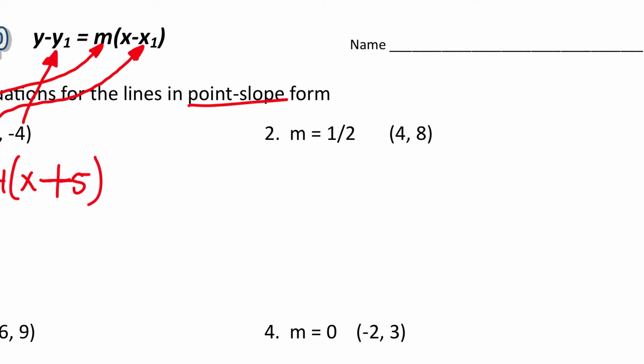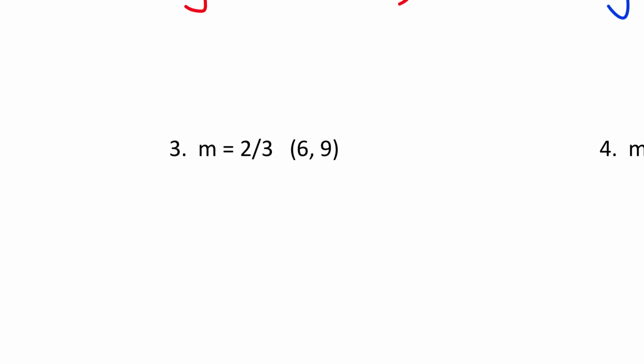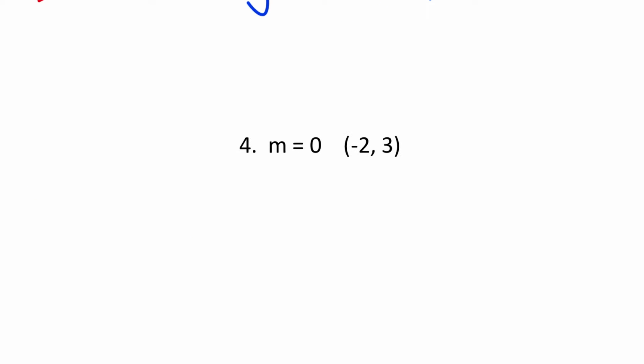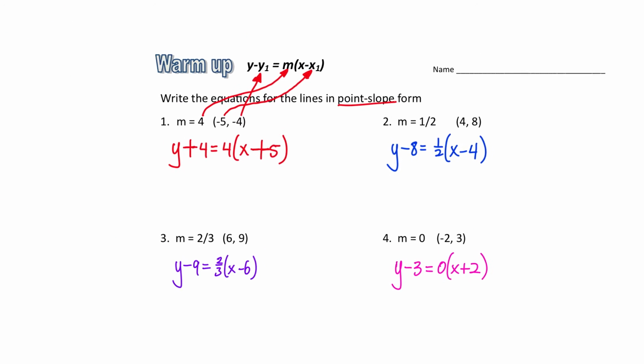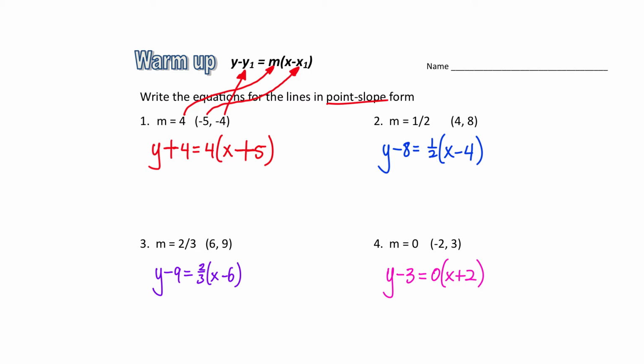Okay, so what does this one look like? Good. Okay, what does this one look like? Good. And then, what's this one look like? x plus 2. Good. Okay, so that's just taking this, when you have a slope of a line and a single point on that line, and putting it into point slope. I mean, that's exactly what point slope is designed for.